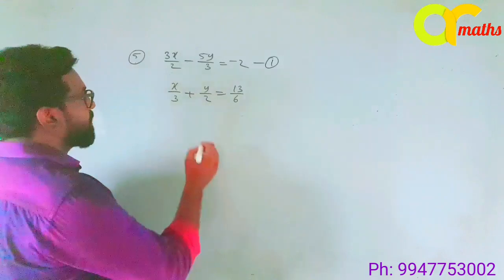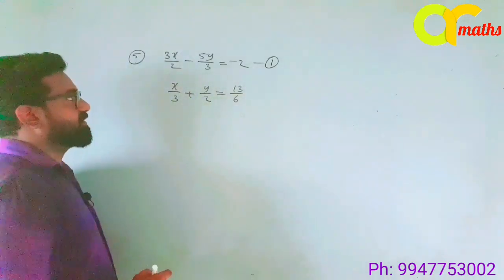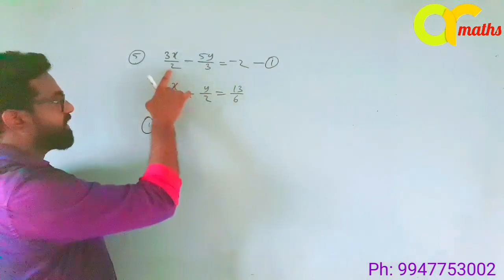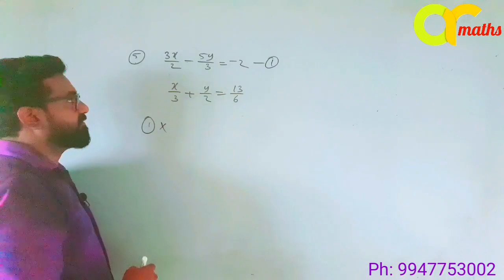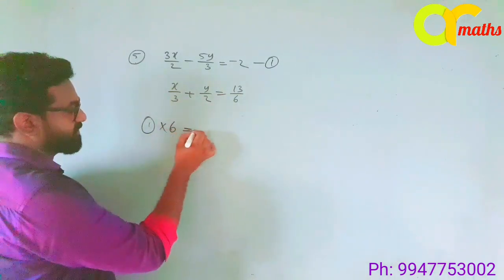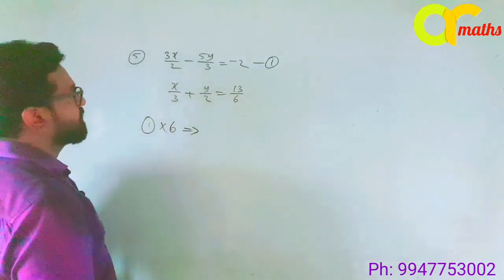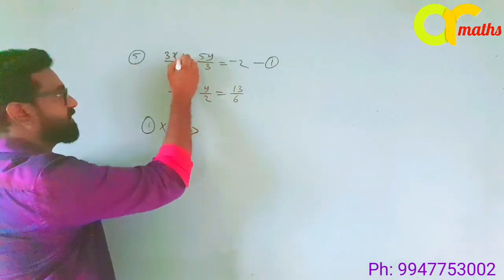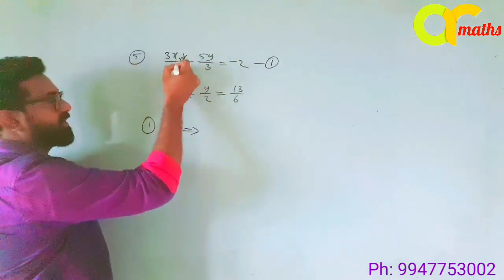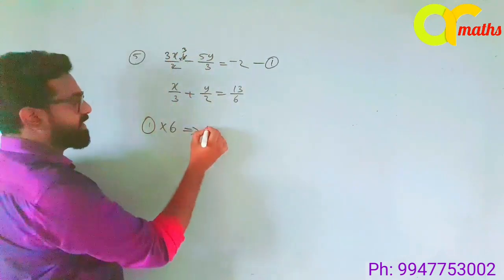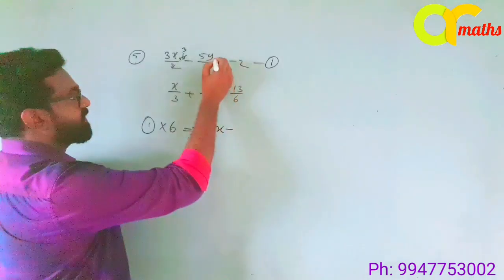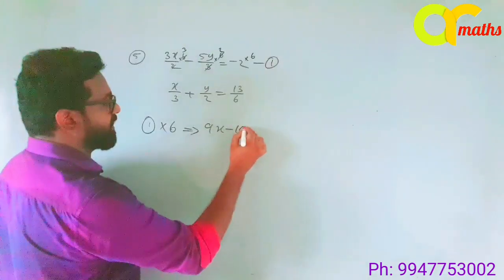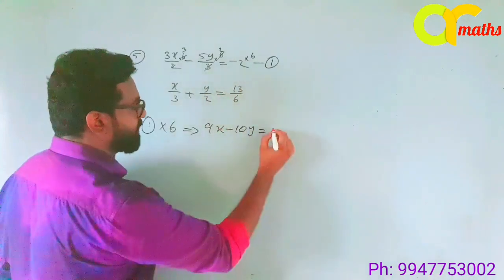Okay, so here 3x divided by 2 minus 5y divided by 3 equal to minus 2, the first equation, multiplied by the LCM of 2 and 3. Ready? What is the LCM of 2 and 3? 6. So just multiply by 6. 3x divided by 2 into 6. What is the answer? 2 in 6, how many times? 3 times. So 3 into 3, 9x, minus here into 6. 3 in 6 is 2 times, so 10y equal to minus 2 into 6, minus 12.